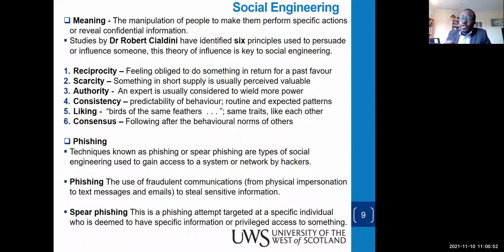Authority. If I have authority over you, I hold so much power. I'm the expert. I'm the lecturer. I know this, so come and let me give you some guidance on your coursework, on your exams. I'll help you to pass. Then I use that to manipulate you.